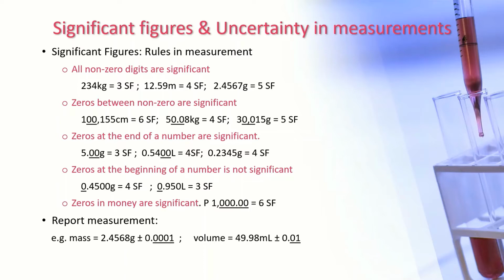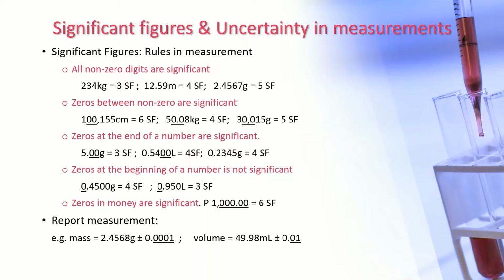For the third rule, zeros at the end of a number are significant. For value 5.00 grams, it has 3 significant figures. For value 0.5400 liter, it has 4 significant figures. And 0.2345 gram, it has 4 significant figures.